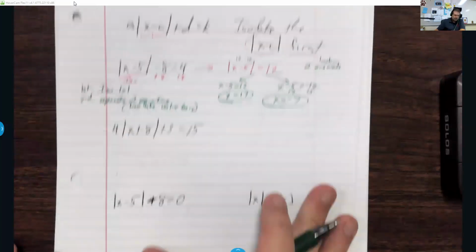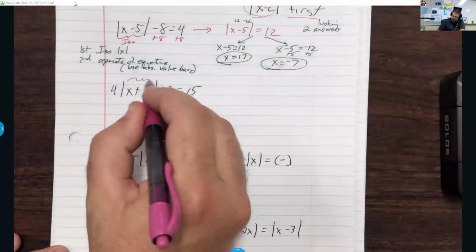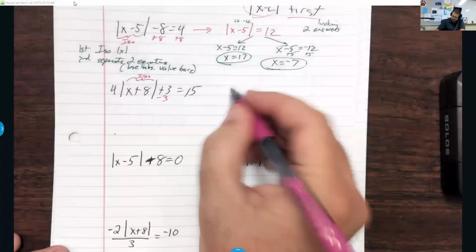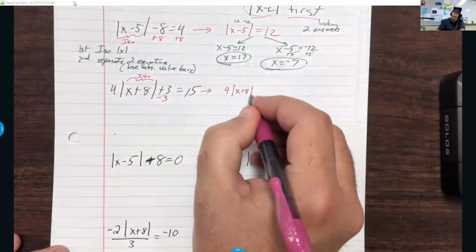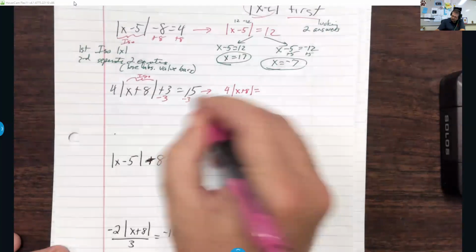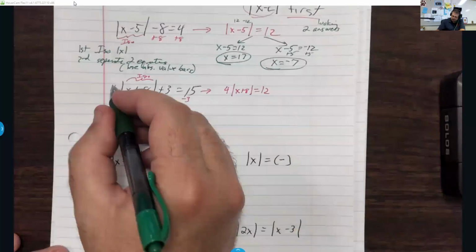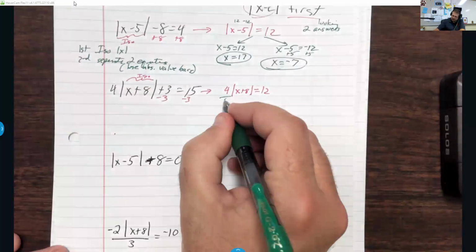Okay, so let's follow that. Isolate. So what am I isolating? I'm trying to isolate this. So minus 3. That's going to be 4 times the absolute value of x plus 8 is equal to 12. And then I cannot distribute. You do not distribute the 4. You have to divide by 4.